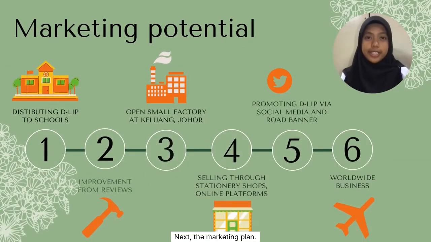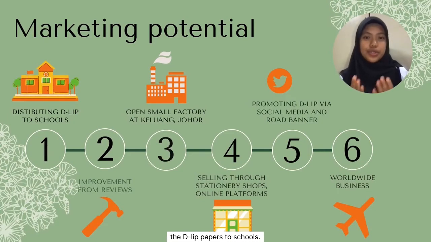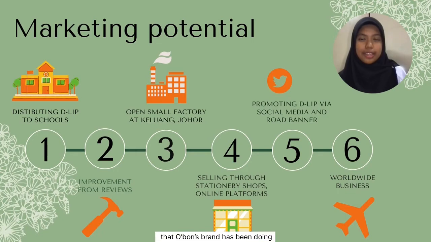Next, the marketing plan. First, we plan to distribute the Dilip papers to schools. It is the same method that Obon's brand has been doing for the past few years. Why do we also want to use this method? Nowadays, students love to improvise their notes to be eye-catching and unique because it will attract them more to revise and recall what they have learned at school. Plus, we can also get a review from each student to improve our product, killing two birds with one stone.